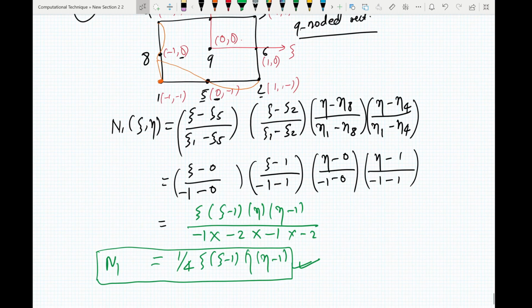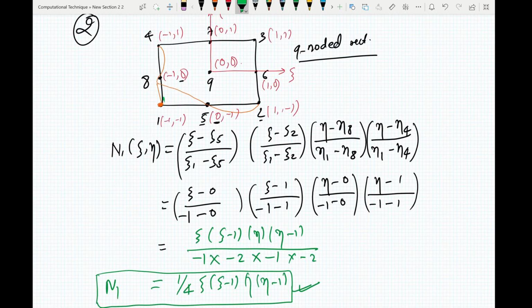If you want to find N5, you have to take into account nodes 1, 2, 9 and 7. So you can form two equations in the xi direction and in the eta direction and then multiply them together. Similarly, you can find your N5 as well. If you want to find N9, you have to take into account nodes 8, 6, 7 and 5.